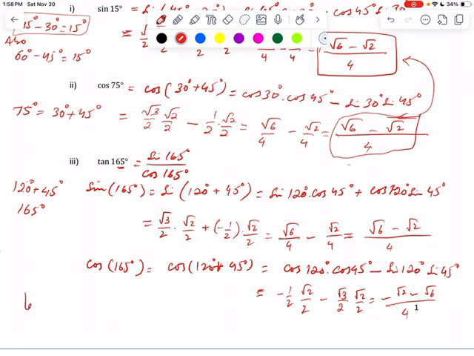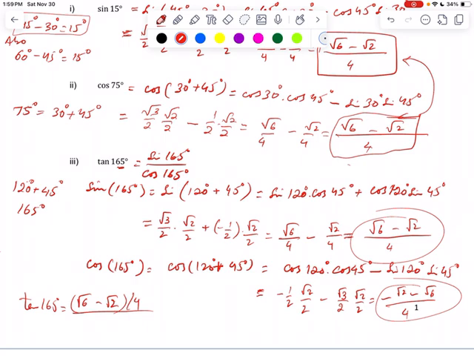Okay, so now tangent of 165 will be equal to this value divided by this value. So we have square root of 6 minus square root of 2 whole divided by 4, divided by negative square root of 2 minus square root of 6 whole divided by 4. So when you simplify, you end up getting, so this is what you get.